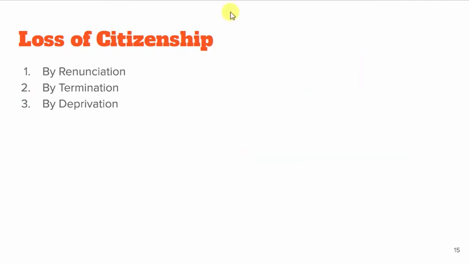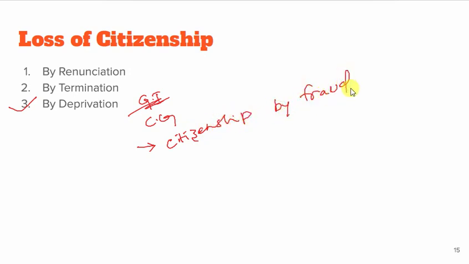And the next one is by deprivation. This is a compulsory termination of Indian citizenship by the central government, or the government of India. On what basis is the deprivation going to happen? If a person obtained the citizenship by fraud. If he took the citizenship in a fraudulent manner, that is where the deprivation is going to happen.